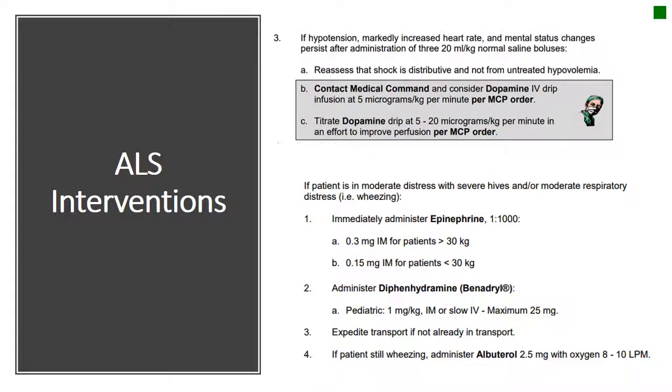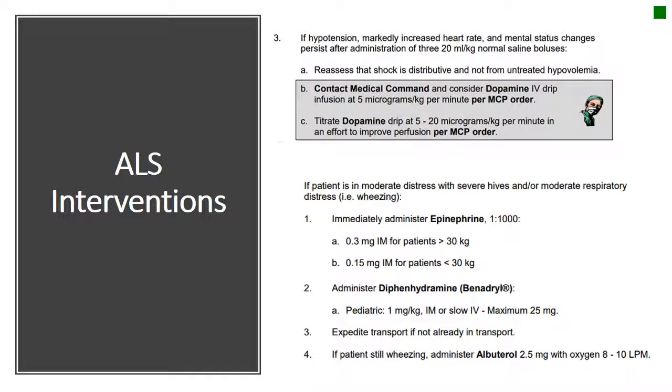With the distributive shock, if you're not able to fix it with 3 doses of 20 per kilo boluses, so if 60 milliliters per kilo is not resolving that hypotension from suspected hypovolemia, contact MCP and get orders for a pressor like dopamine. If it's anaphylaxis related, if the respiratory distress is in there and all those crazy signs and symptoms of hypoperfusion, you're going to go immediately with epinephrine 1/1000 intramuscularly.